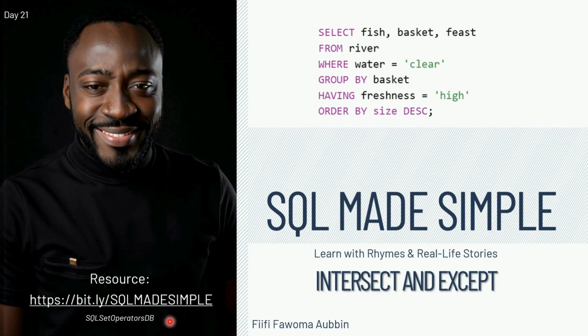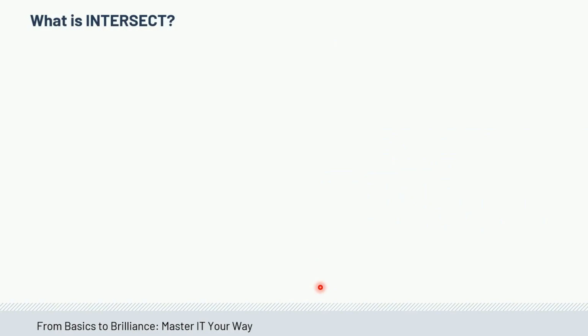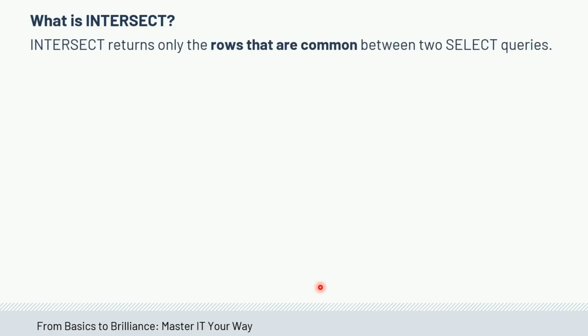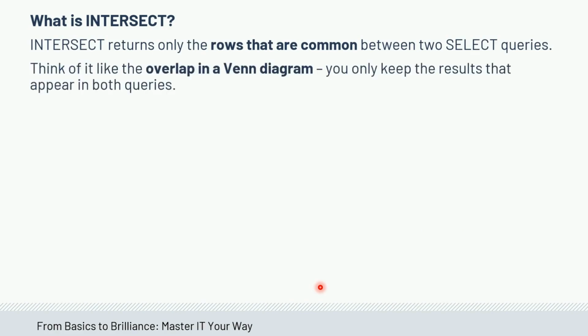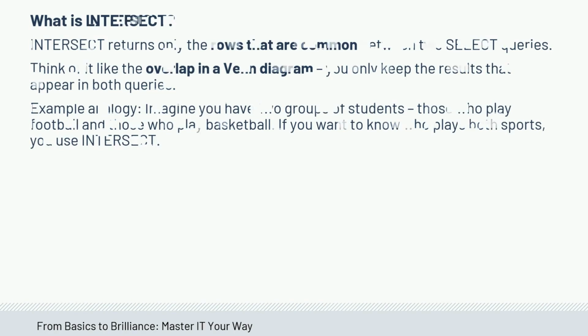SQLSetOperatorsDB. Okay. So let's first try to understand in plain English what INTERSECT and EXCEPT mean. With INTERSECT, we say that it returns only the rows that are common between two SELECT queries. Think of it like the overlap in a Venn diagram. You only keep the results that appear in both queries. For example, imagine you have two groups of students, those who play football and those who play basketball. If you want to know who plays both sports, you use INTERSECT.